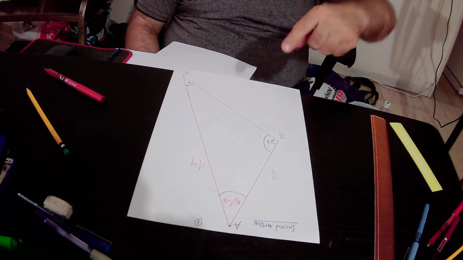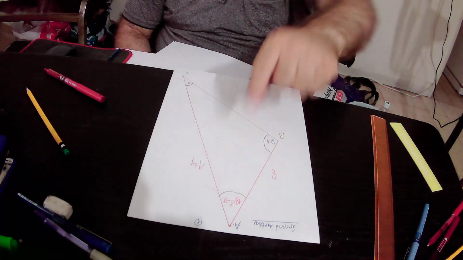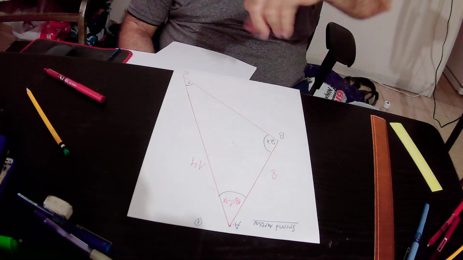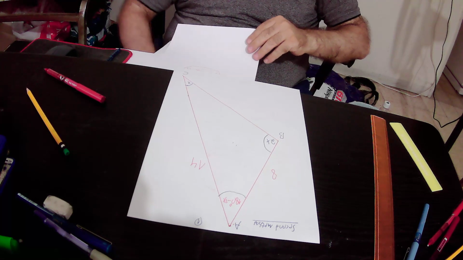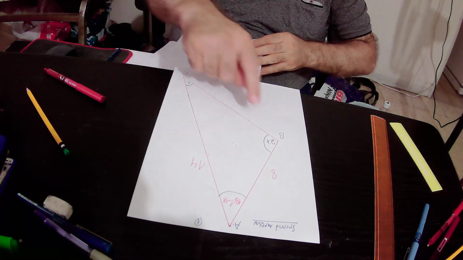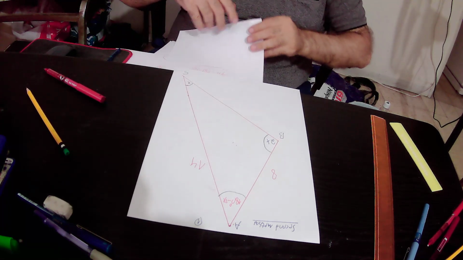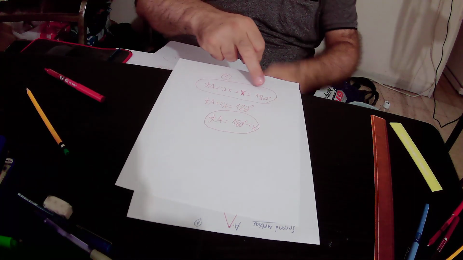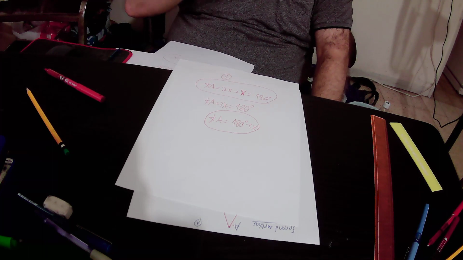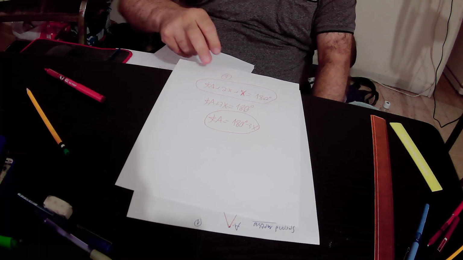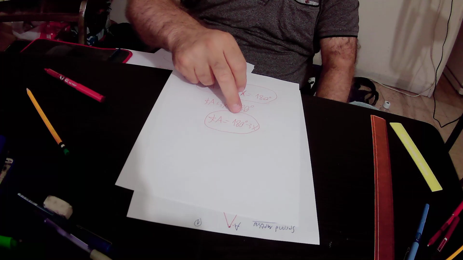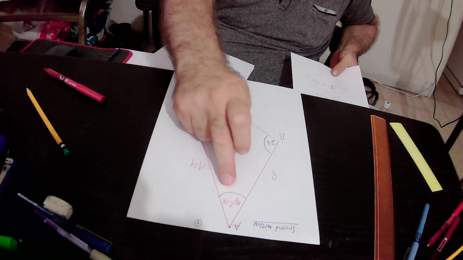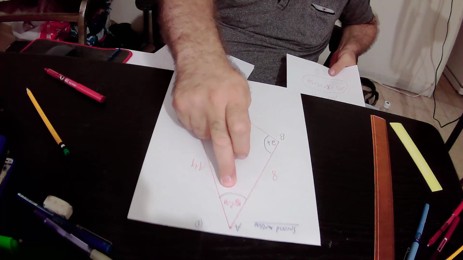And we actually found out angle A. We know that the sum of the angles in any triangle equals 180 degrees. So we can say that x plus 2x plus angle A will be equal to 180 degrees. And we found out that angle A equals 180 degrees minus 3x.